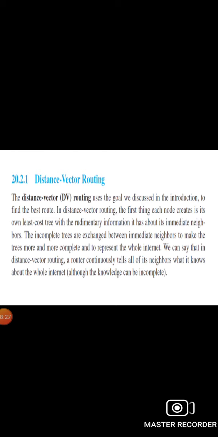Now let's move on to some of the routing algorithms. The first routing algorithm we are going to see is distance vector routing. A routing table can be either static or dynamic. A static table is one with manual entries, and a dynamic table, on the other hand, is one that is updated automatically whenever there is a change somewhere in the internet. Today, an internet needs dynamic routing tables.